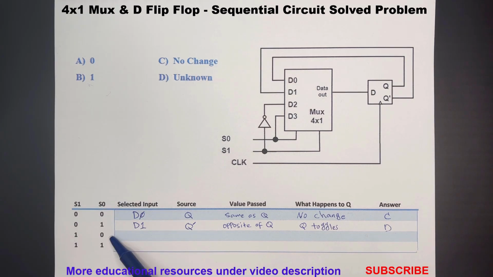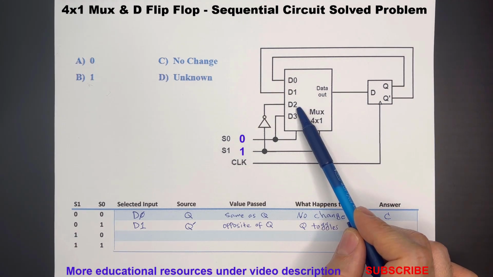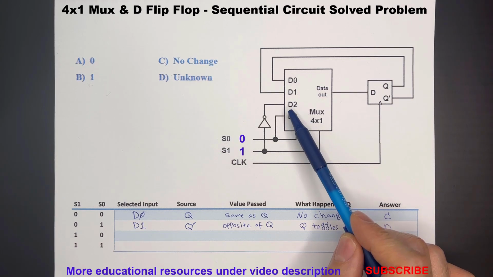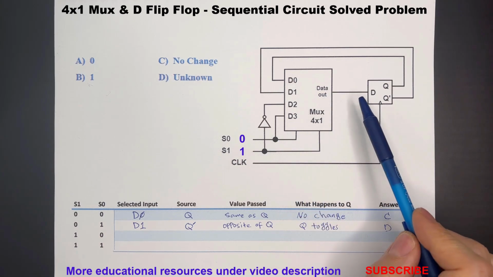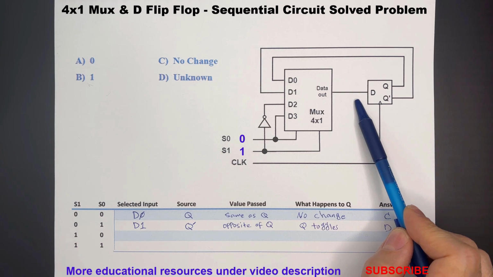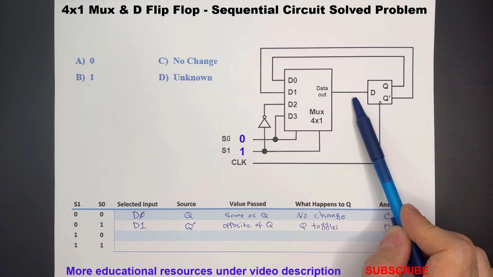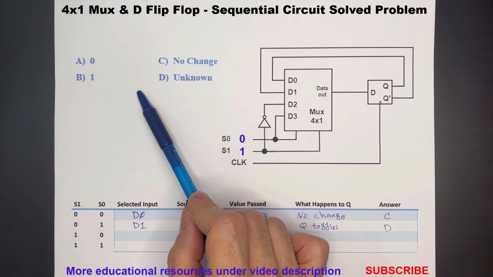Case 3. Now let's switch it up. S0 is 0, S1 is 1. That points us to D2, which is coming from the output of a NOT gate. And that NOT gate is inverting S1 to logic 0. So we are feeding a constant 0 into the D input of the flip-flop, meaning on the next clock pulse, Q will be reset to 0. So here, the correct answer is A.